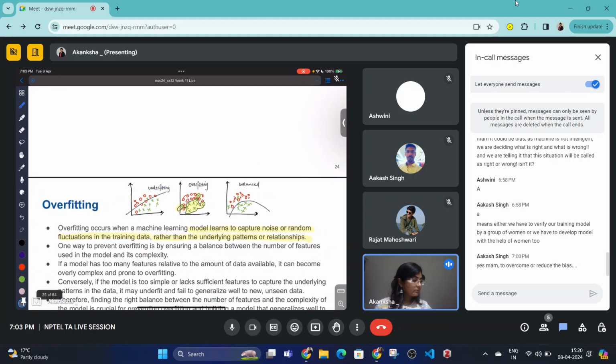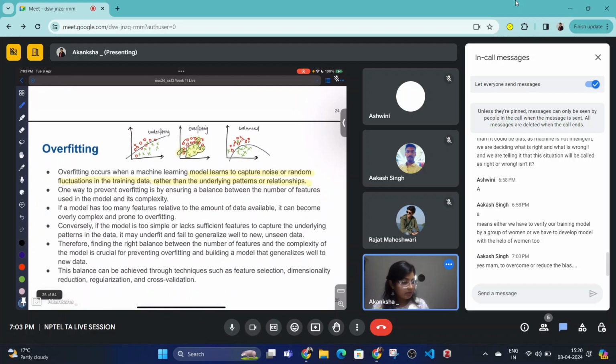This is the concept of overfitting, underfitting, and taking care of these things. One way to prevent overfitting is by ensuring a balance between the number of features. And how can we overcome this overfitting? If the model is too complex, we can feed more data.